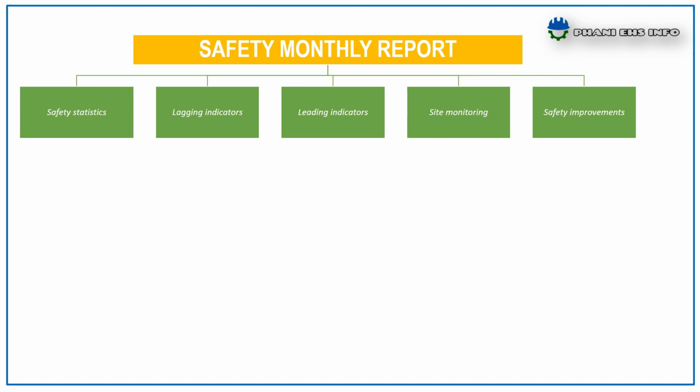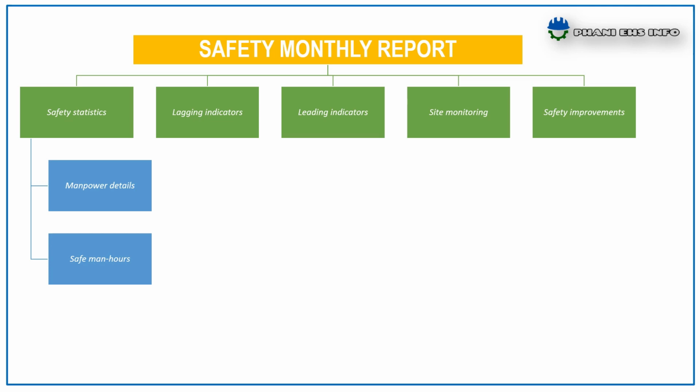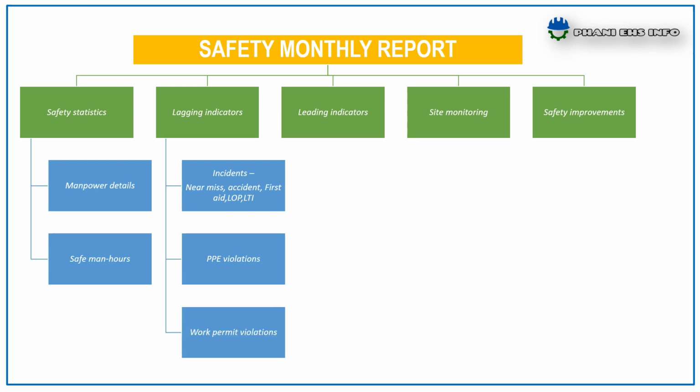First one, safety statistics, which means manpower details. Manpower is the number of personnel who worked in the project or organization. Safe man hours means total man hours worked during this month without LTI. Lagging indicators. Safety lagging indicators are reactive measures that track only negative outcomes, such as an injury once it has already occurred, which includes incidents, PPE deviations, work permit deviations, etc.